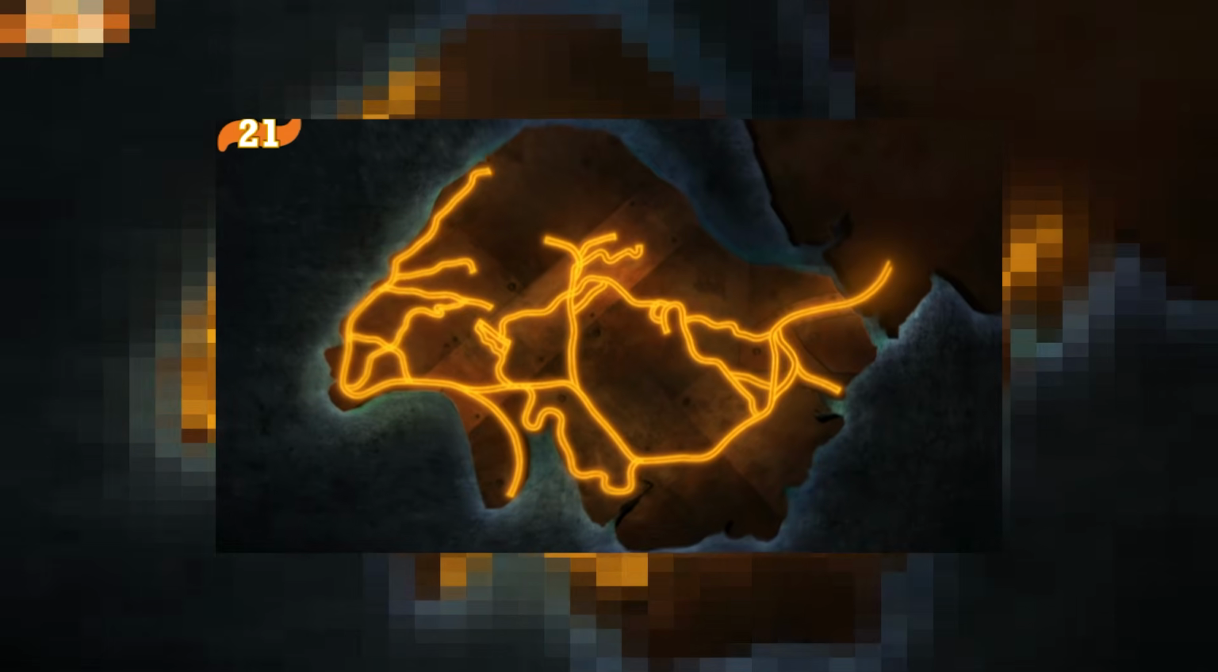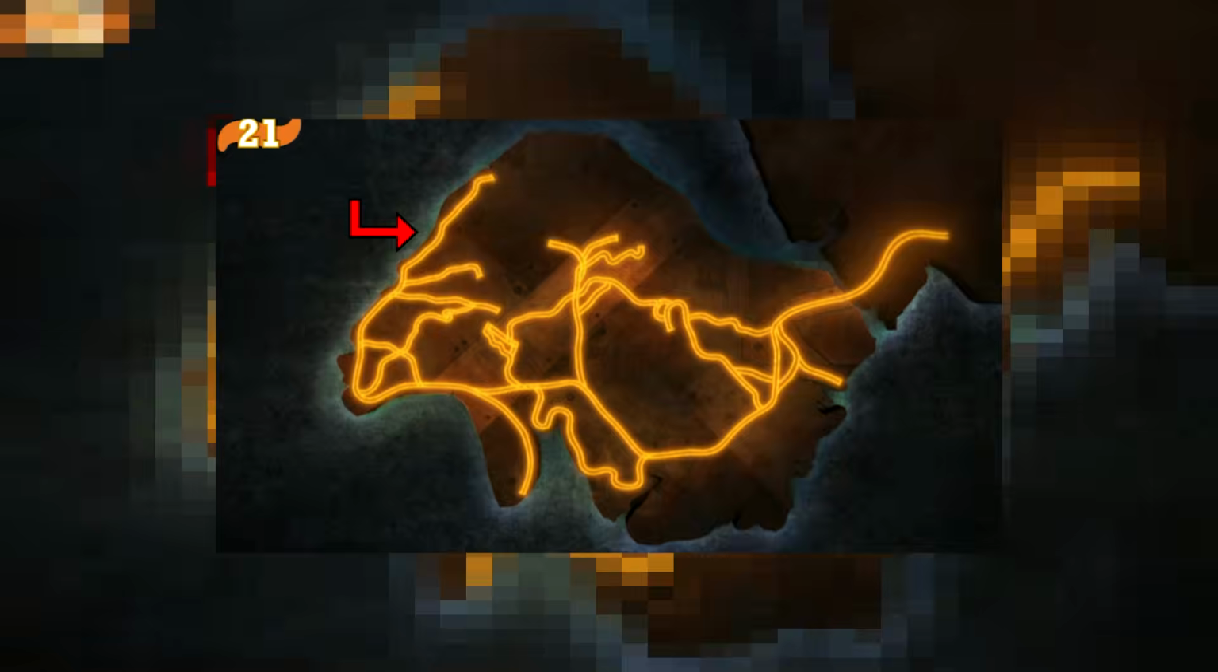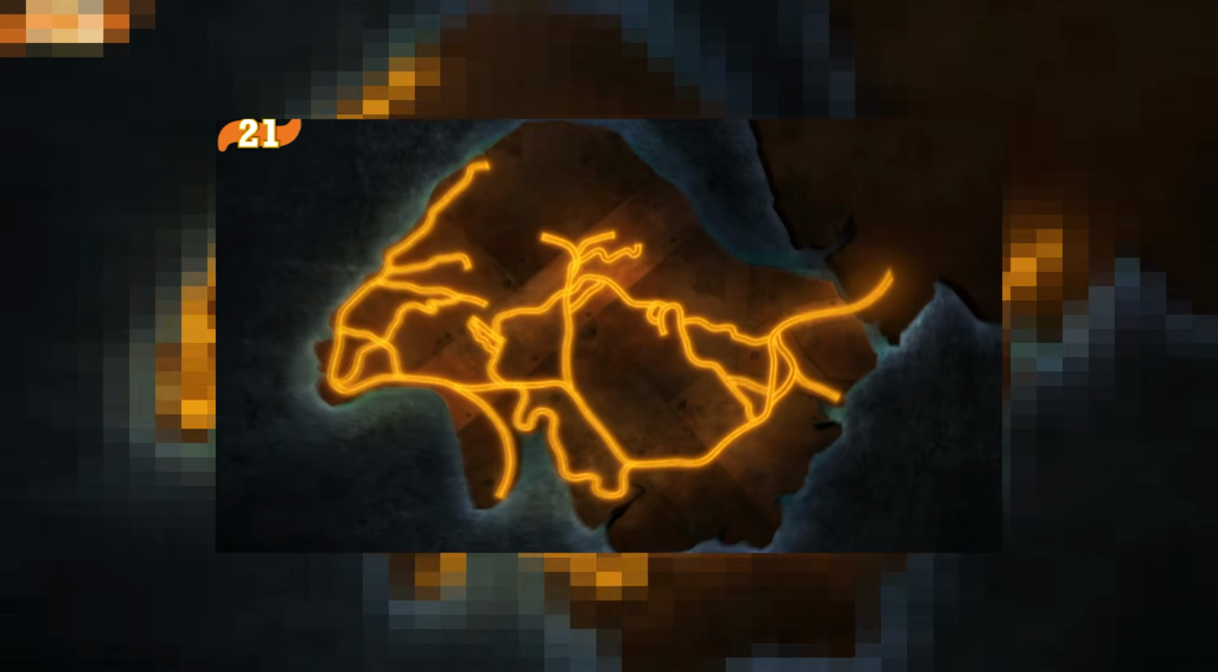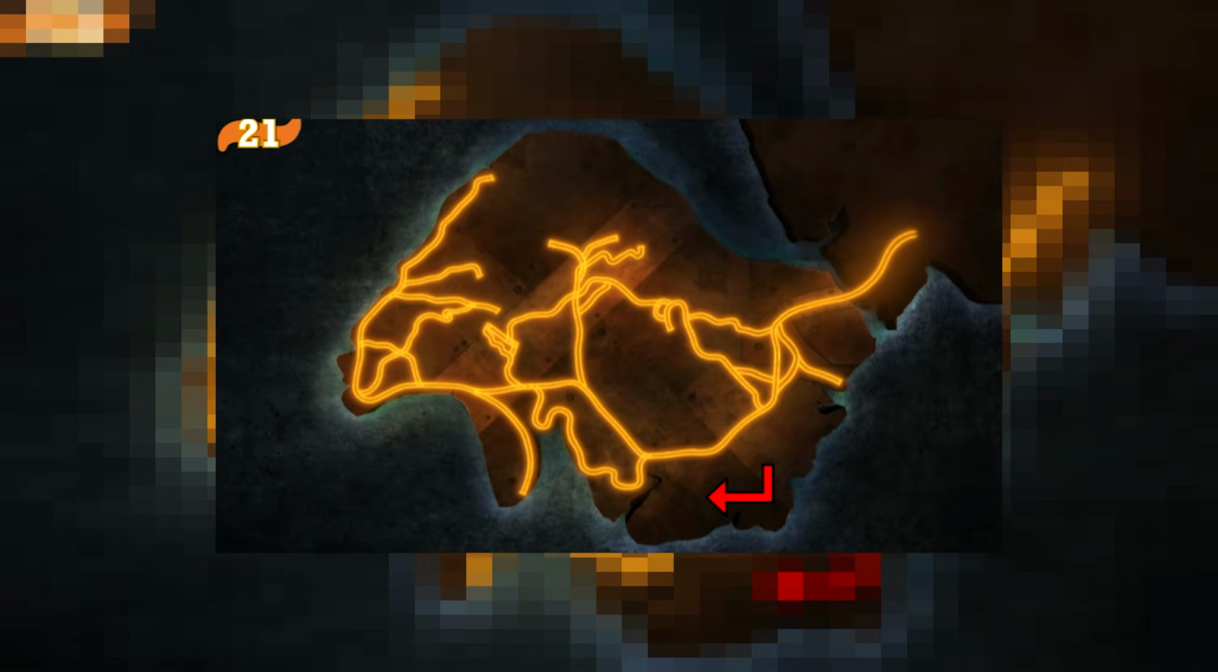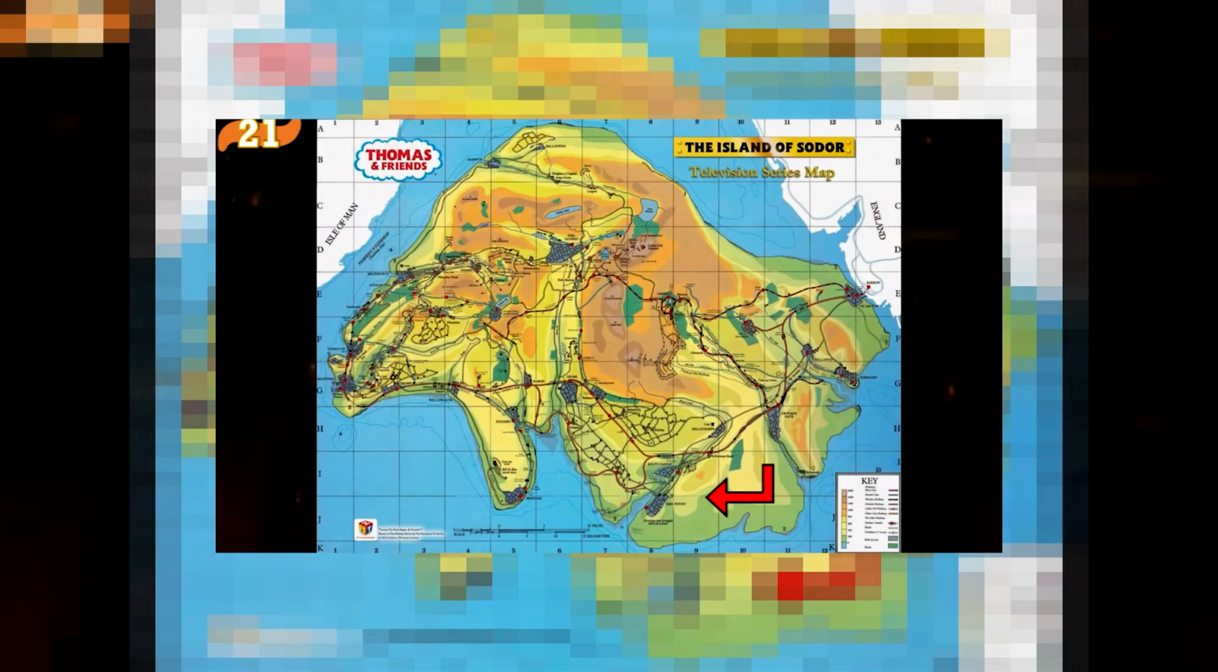The map they use for Sodor here is the Sam Wilkinson map of Sodor. Interestingly, they actually added the New Harwick branch line. Also, for some reason, the Kirk Ronan branch line is just missing. I have no idea why it's not there, but it's weird since it's on Sam's old map, but whatever.